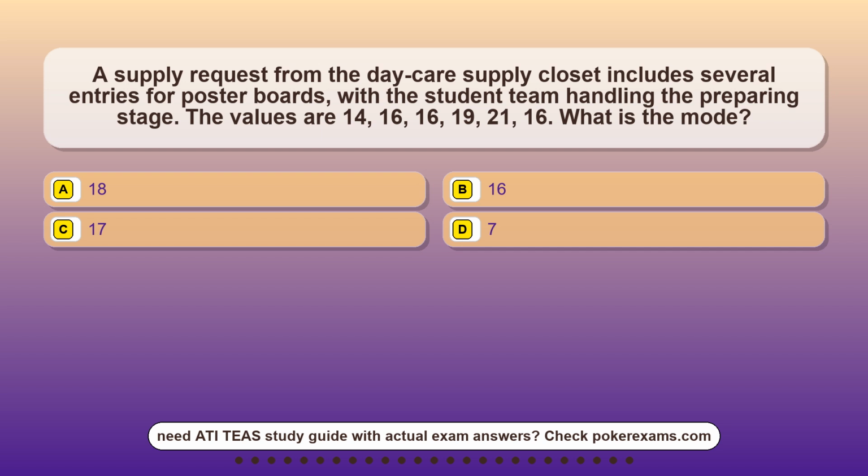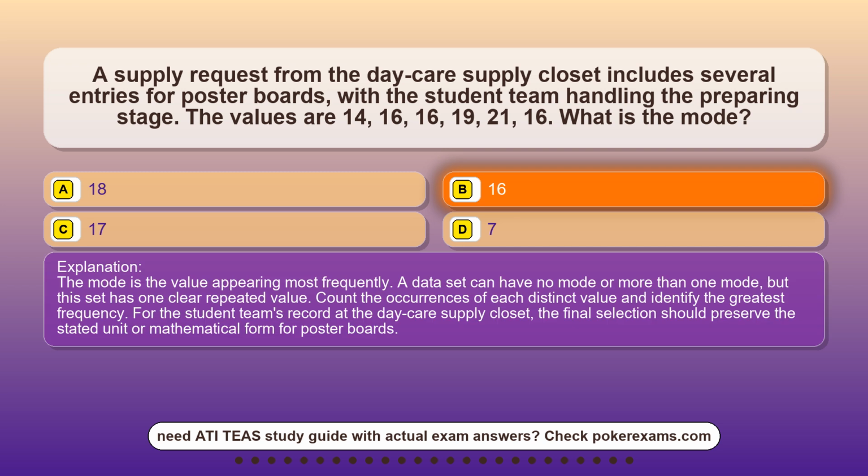Question 12. A supply request from the day-care supply closet includes several entries for poster boards, with the student team handling the preparing stage. The values are 14, 16, 16, 19, 21, 16. What is the mode? Option A, 18. Option B, 16. Option C, 17. Option D, 7. The correct answer is option B, 16.